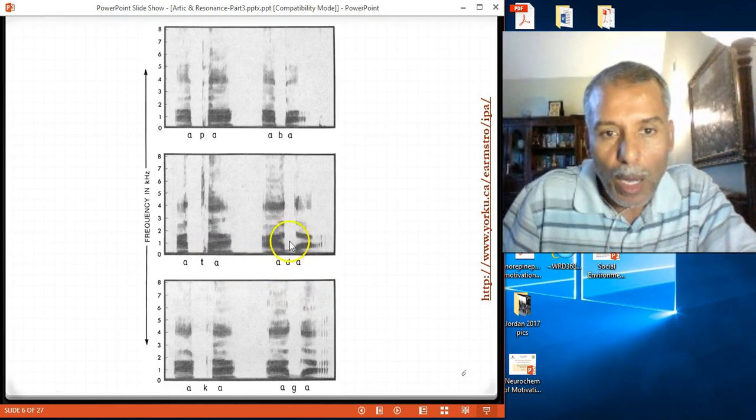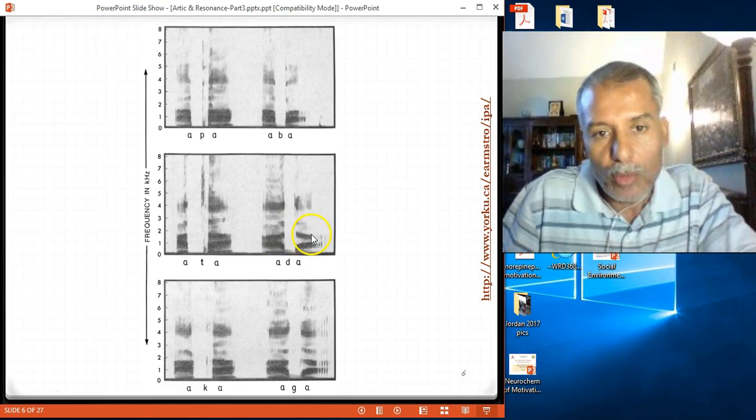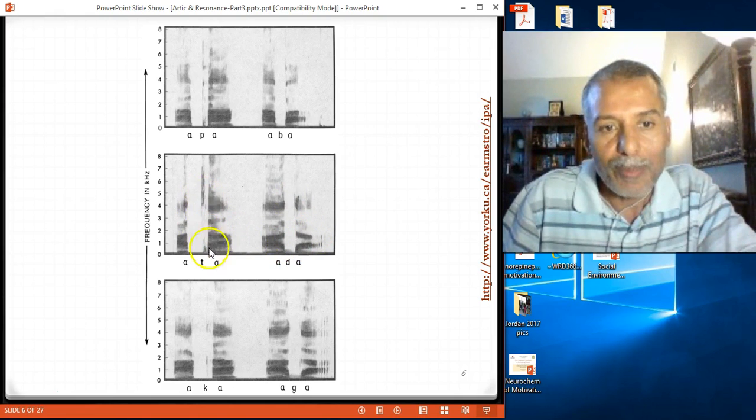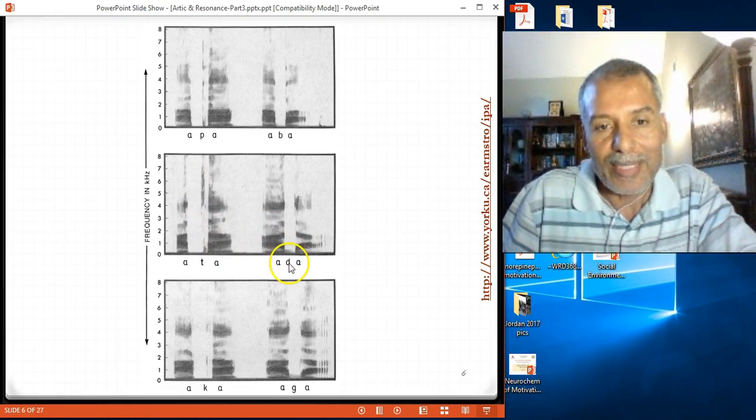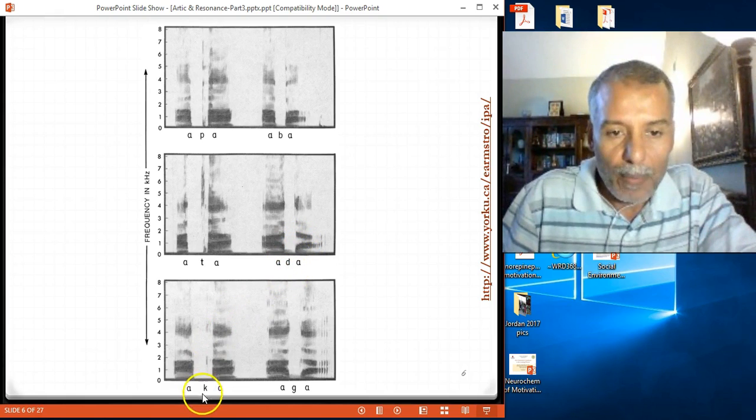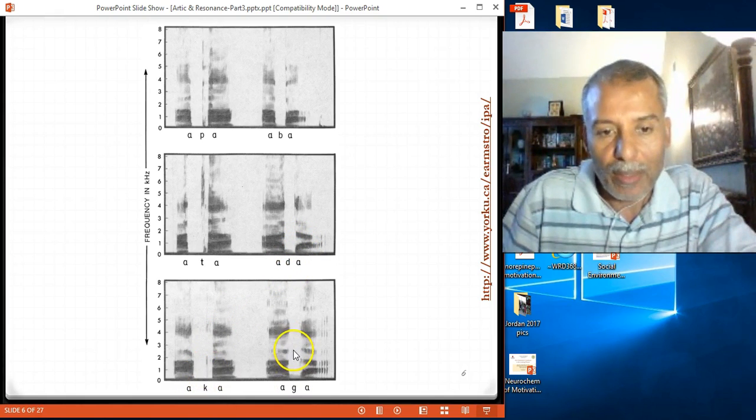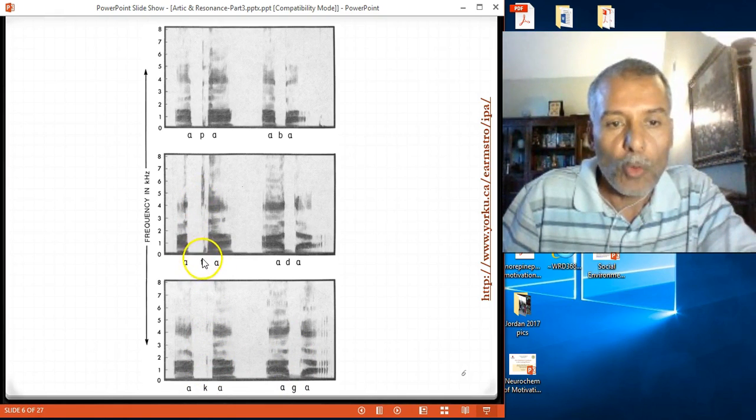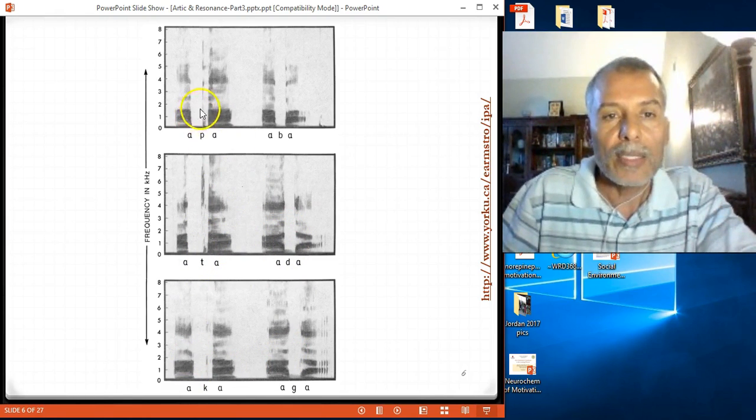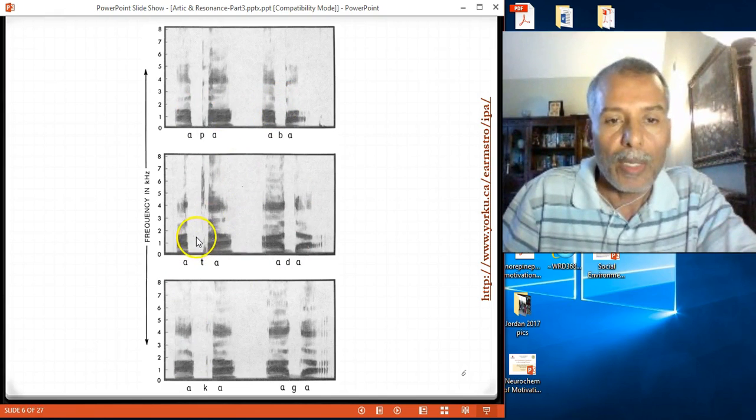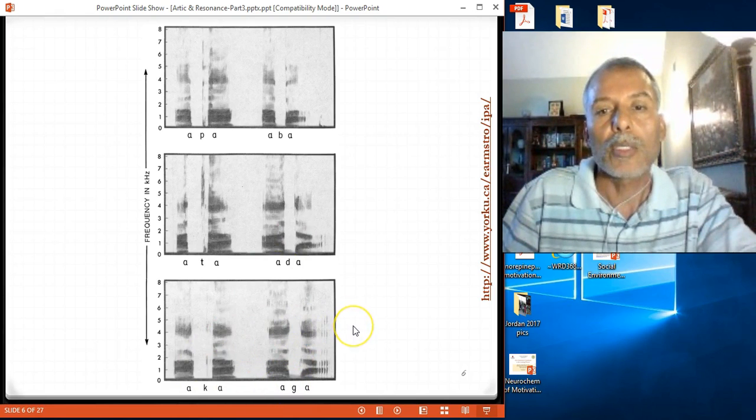With da, you have the closure and then you move on, and you don't see that aspiration because it doesn't exist in da. You move directly to a vowel. The same goes for ka, but you don't find it in ga. These are all puffs of air released with the voiceless stops, but the voiced ones do not have that. All of them have the silent gap, right after the vowel, between the vowel and the consonant itself.